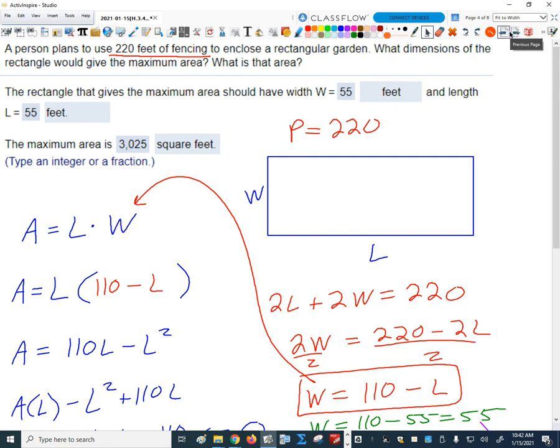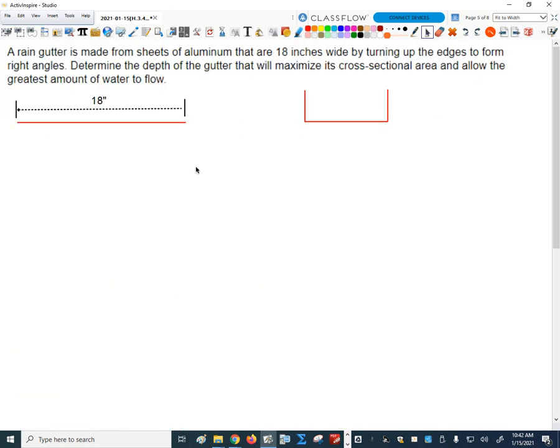How much time we got? Ooh, we're almost out of time. If we need another day on this, so be it. But I want to at least get you going. Let's see if we can at least set this one up.